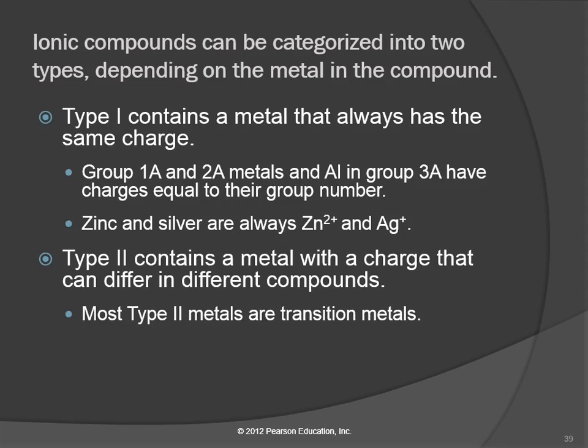So what your book calls type 1 is those ionic compounds where the metal forms one ion. These are groups 1A, 2A, 3A, and then zinc and silver. And I'm going to repeat that so many times during lab today that you should be able to chant that before you leave. Groups 1A, 2A, 3A, zinc, and silver. That's a group of metals that we need to remember. Those guys are easy because they always have the same charges. Groups 1A, 2A, and 3A, their charge is just their group number, +1, +2, or +3.